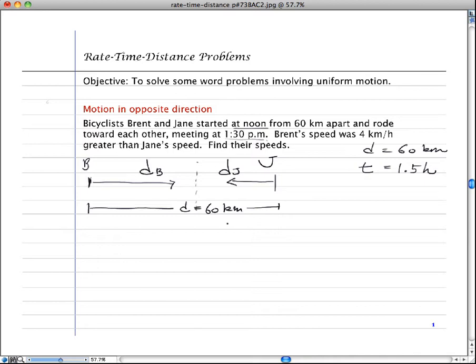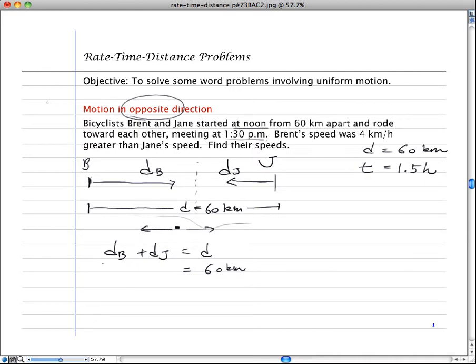Now this question could be solved the exact same way had they started in the same spot, going away from each other, and we wanted to know the total distance of 60 kilometers. So whether they started in the same spot going away from each other, or apart going towards each other, as long as they're in opposite directions, the setup should be the same: the distance traveled by Brent plus the distance traveled by Jane has to add up to the total distance. In this particular case, the total distance is 60 kilometers.